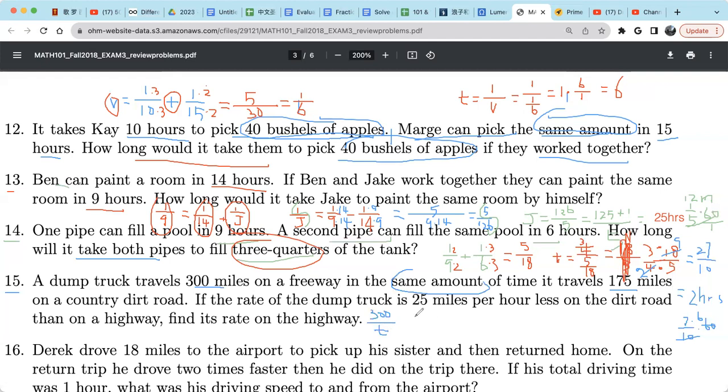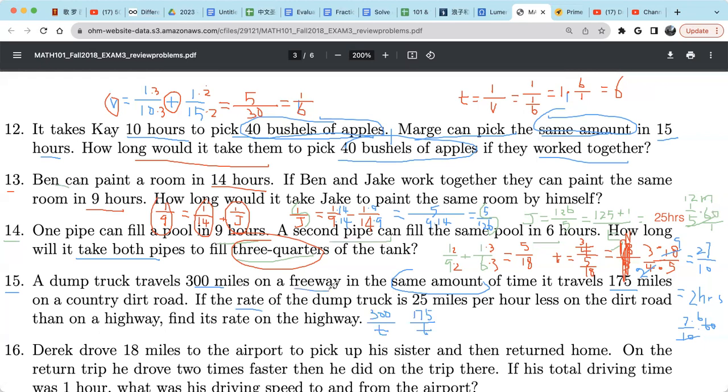Then on the country road, distance 175, same amount of time. So it's same as t, still divided by t. So we have these two speeds. If the rate, you can understand as the speed, of the truck is 25 miles per hour less on the dirt road than on the highway.